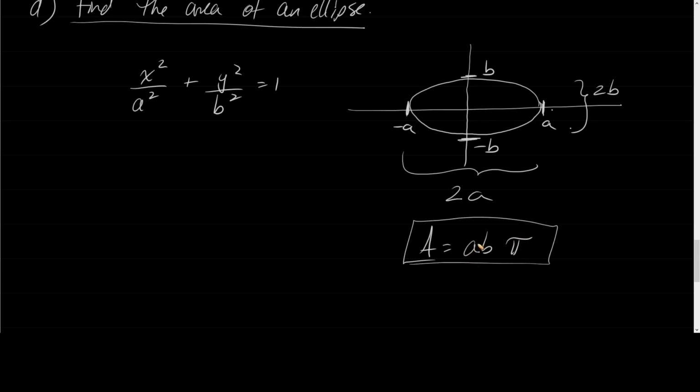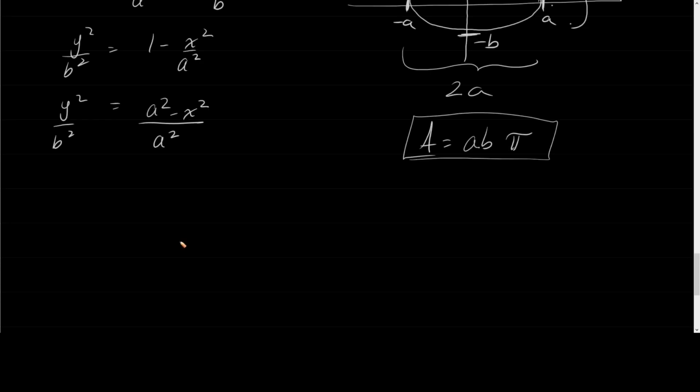So let's figure something out here. Let's first solve for y. Move the x squared over. So I have y squared over b squared is 1 minus x squared over a squared. I'm going to come up with a common denominator on the right hand side. So I have a squared minus x squared over a squared. Multiply both sides by b squared. So y squared is equal to b squared times a squared minus x squared over a squared.